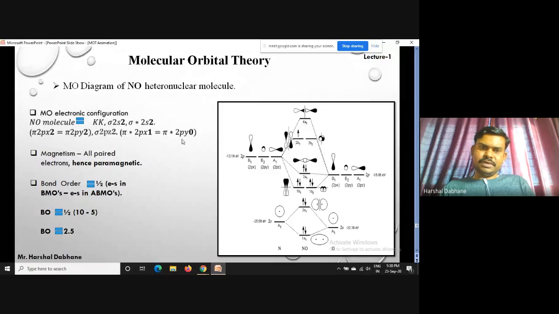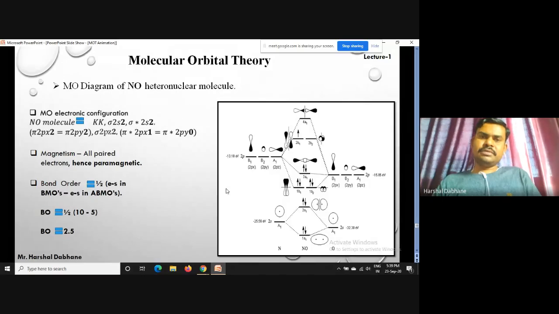When we check the magnetic properties of this molecule, we get one unpaired electron, so this molecule is paramagnetic in nature. Another thing is the bond order. How many electrons do we have in bonding? If we ignore KK, it is 2 electrons and 6 electrons, meaning 8 electrons in bonding, and 3 electrons in the antibonding, so 8 minus 3 gives 5, and 5 by 2 is 2.5. So 2.5 is the bond order of this molecule.